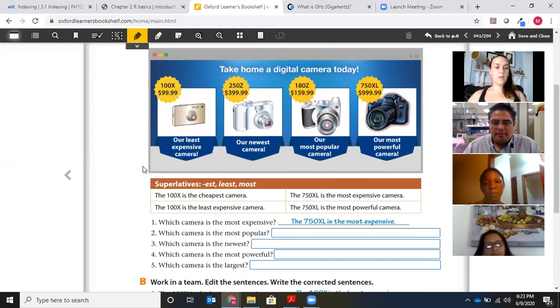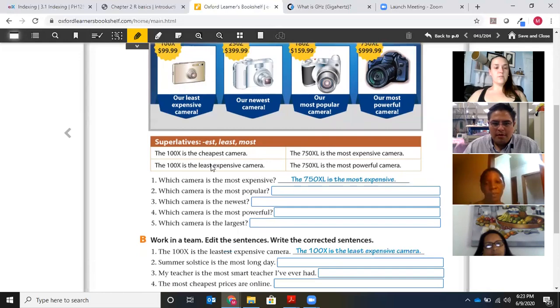All right. So let's look here. Our superlatives again are EST or least and most. So the 100X is the cheapest camera, and the 750 XL is the most expensive camera. Okay. So cheapest here, most expensive. And then another way of saying that is the 100X is the least expensive camera, and the 750 XL is the most powerful camera, right?